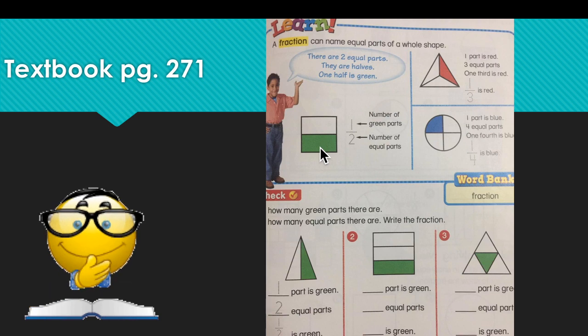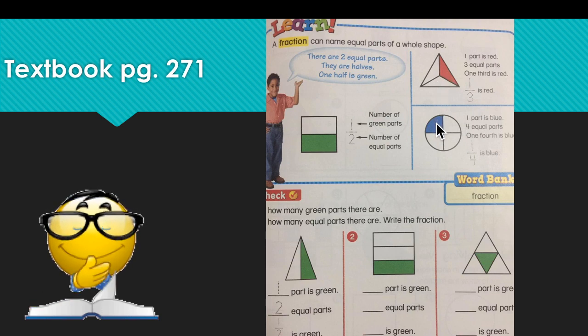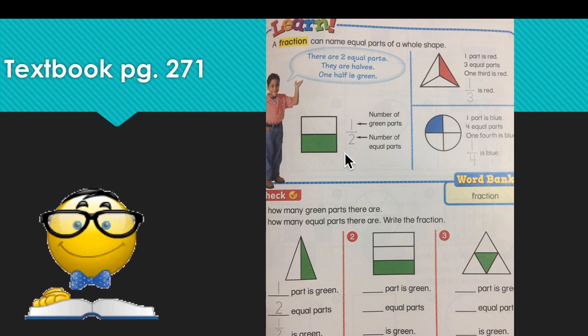Here we have only one. One part is green. Here, one part is red. Here, one part is blue. Number 1 will be written on the top of the fraction. When we have only one part of the shape shaded, that fraction is called unit fraction. This is called 1/2. This is called 1/3, and this is called 1/4.